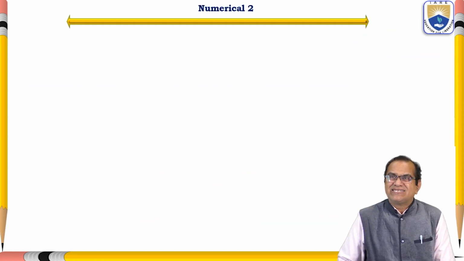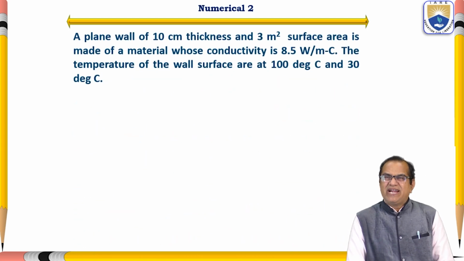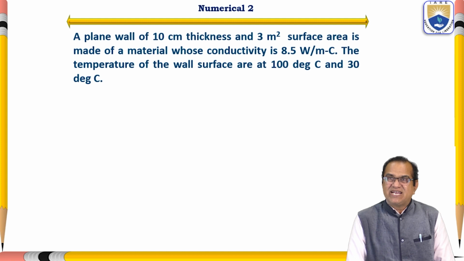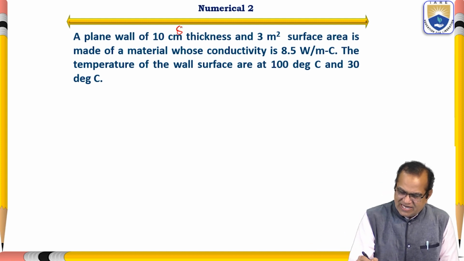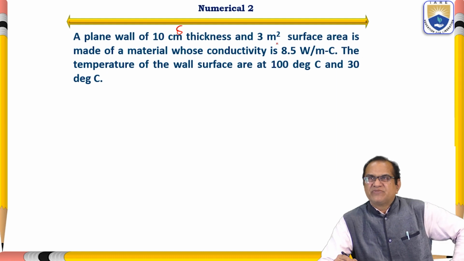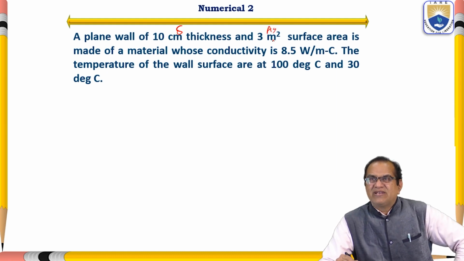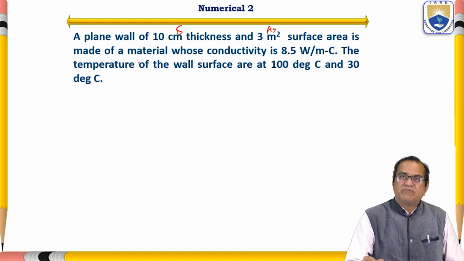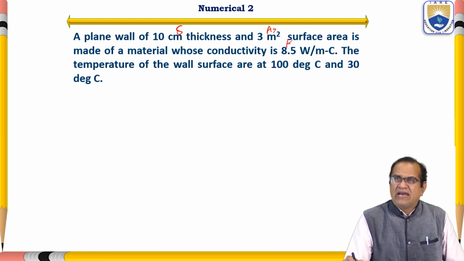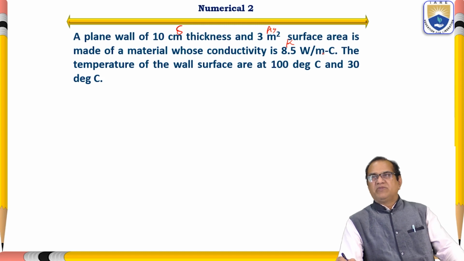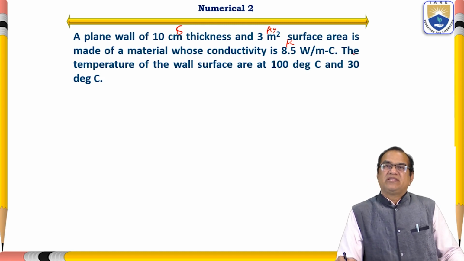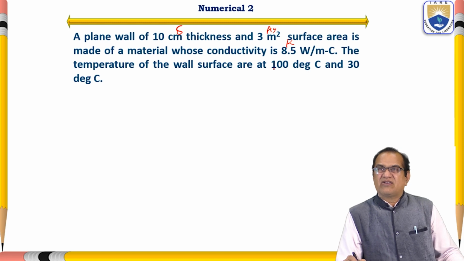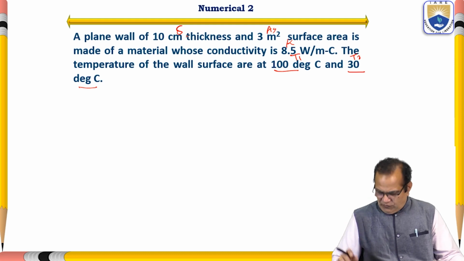Now I think we will go for the second one. This second numerical is a plain wall of 10 centimeter thickness. So here the delta is 10 centimeter. Area AS is given as 3 meter square. The wall is made of a material whose conductivity K is 8.5 watt per meter centigrade. The temperatures of the wall surfaces are 100 degree centigrade and 30 degree centigrade. So T1 and T2, K, and A are given.